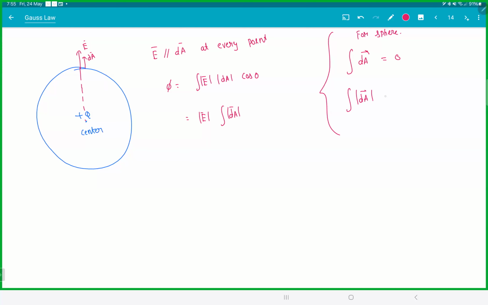This would be 0. This would be 4 pi r square. Because the moment you say dA bar, you're talking about vectors, and you're adding vectors now. They're like spikes. All of them will cancel out. When you say mod dA bar, you're just adding the magnitude of that area. I hope you're getting the difference. Putting that mod makes a big difference.